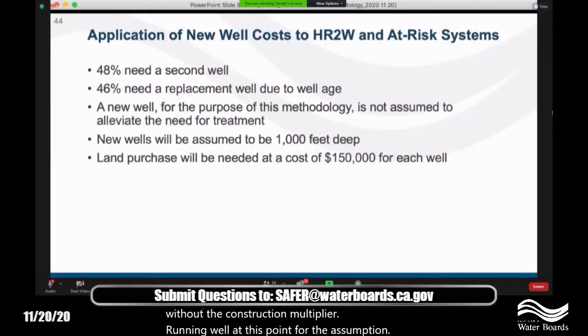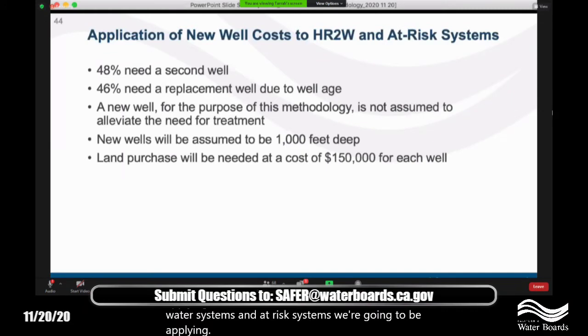The application of new well costs to human right to water systems and at-risk systems, we're going to be applying this not on a per system basis, but on an overall basis, assuming that 48% of the systems need a second well just because they only have one. 46% need a replacement well due to well age.